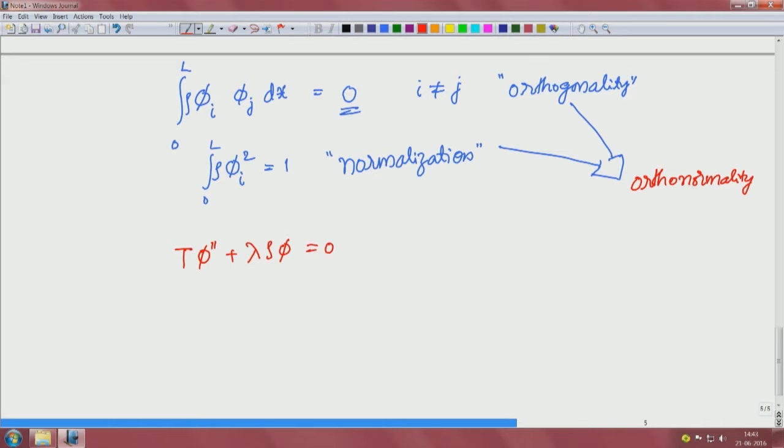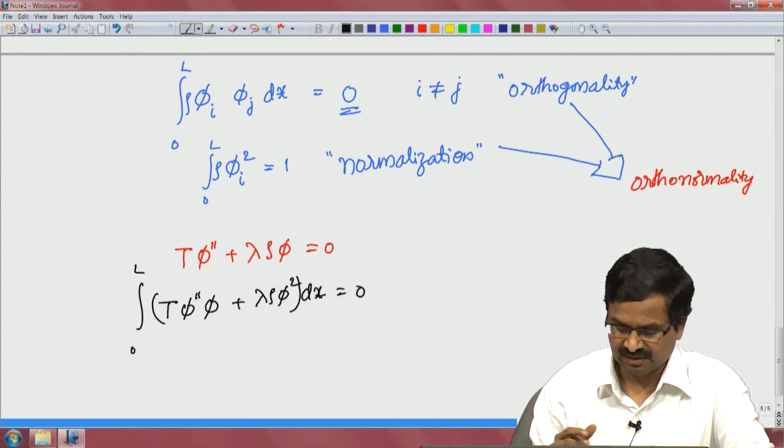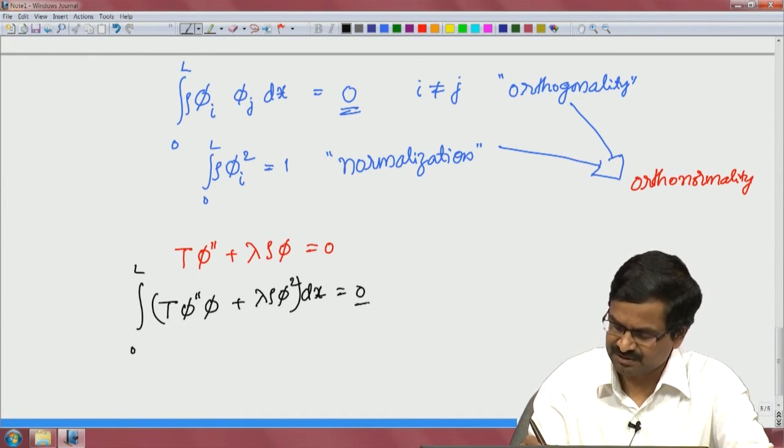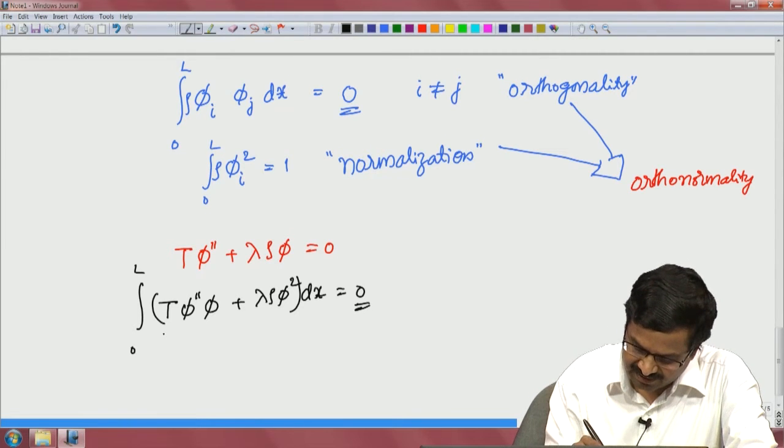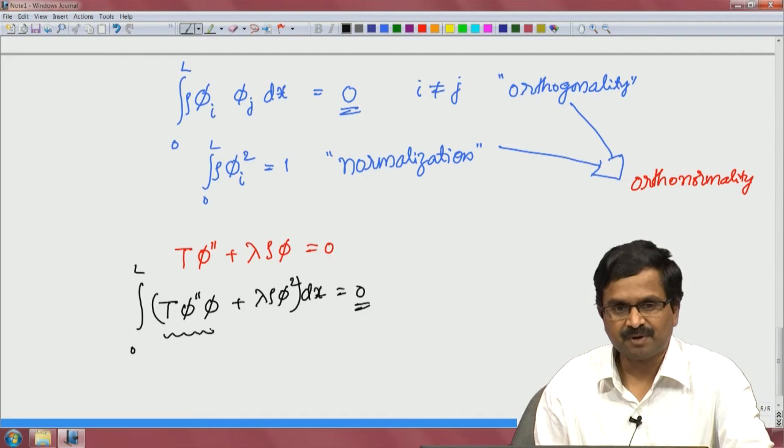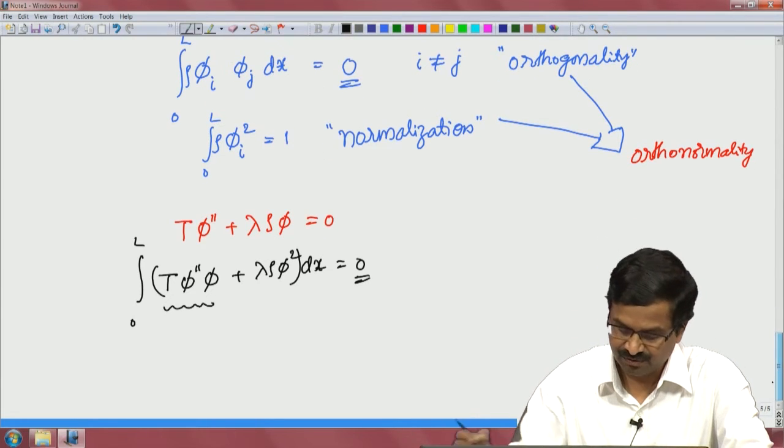That we can see by taking this, multiplying by phi. I will take T phi double prime, multiply by phi, and lambda rho phi, another phi multiplying again, and take dx, integrate it from 0 to L. So, basically I have taken that equation, multiplied by phi and then integrated over x from 0 to L. That will still be 0, nothing changes. Now, here in calculus of variations, integration by parts plays a big role. So, we will do integration by parts.